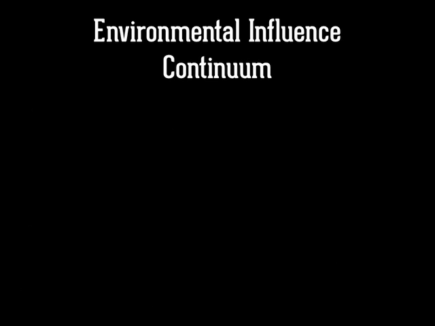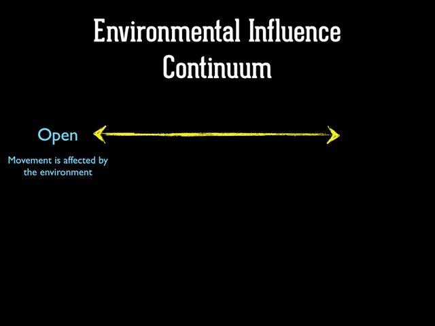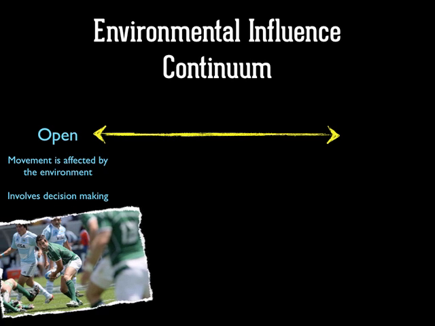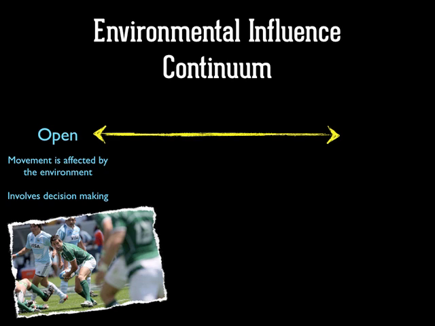Okay, the second continuum is the environmental influence continuum, and on one side we have what's called open skills. Now these skills are affected by the environment. What we mean by the environment is not just wind and weather, but also are there lots of opponents moving around, are there lots of decisions to be made, and these skills involve effective decision making as well. Good examples of this are a pass in rugby. So in rugby you've got lots of things going on at the same time. It's an open environment, lots of decisions to be made.